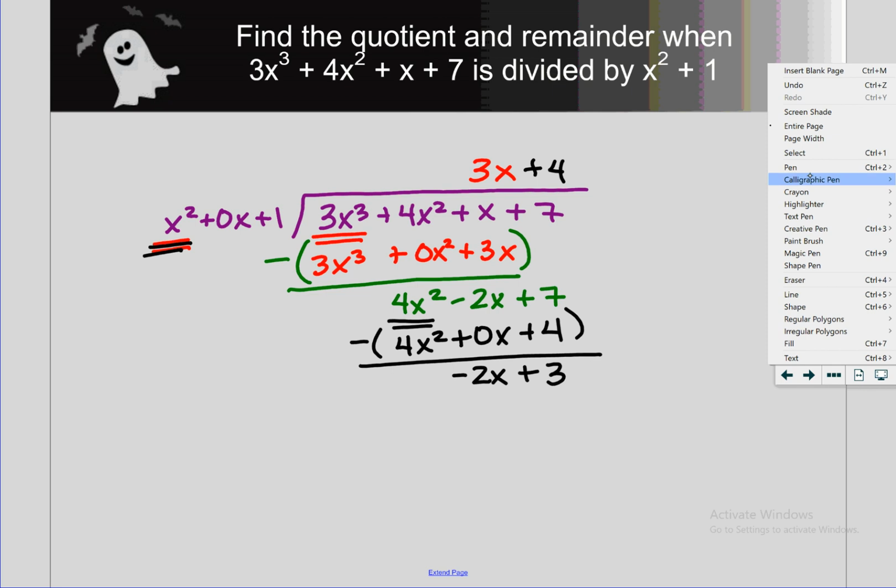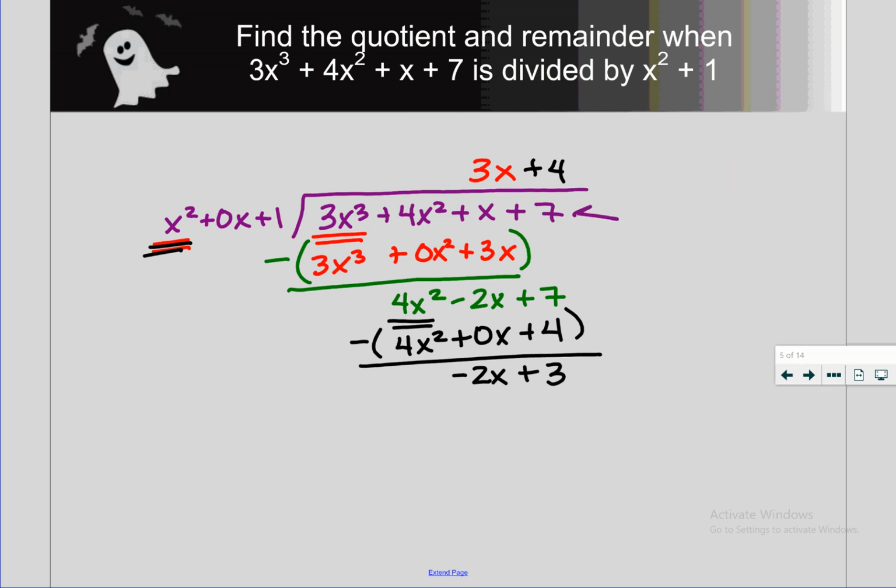Okay, now look what I have. Let's label everything. I've got my original polynomial, f of x, which was my dividend. I have what I divided in, d of x, the divisor. I have at the top q of x, which is my quotient.